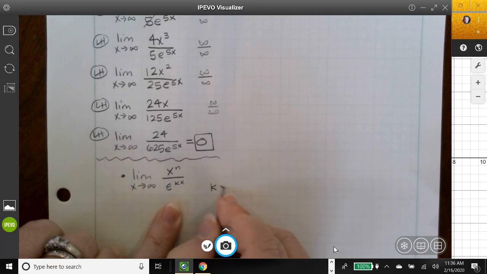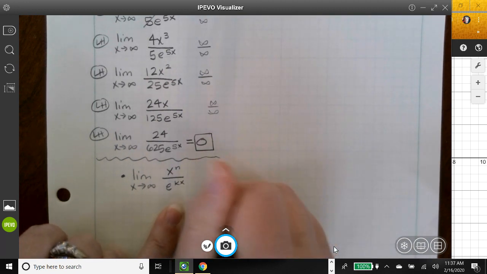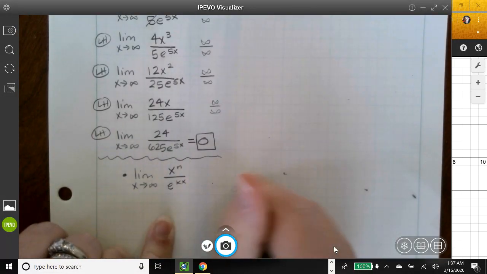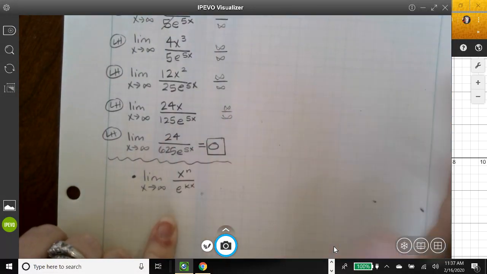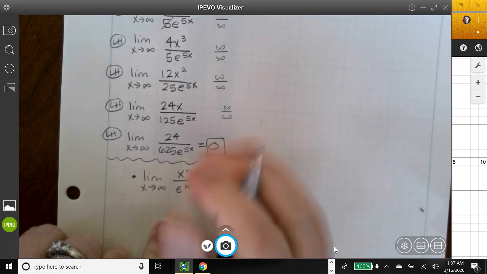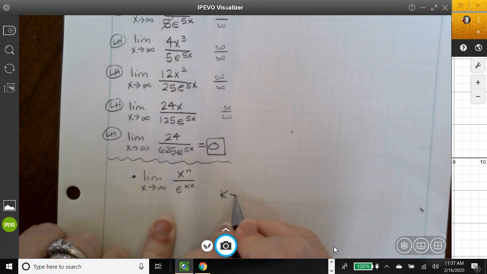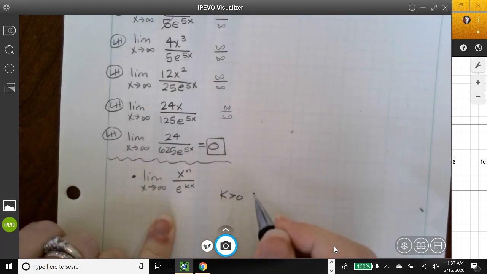k greater than 1? Well, no, greater than or equal to 1. Greater than or equal to 0? Let's try that. No, not greater than or equal to 0. Just k greater than 0, because if it's equal to 0, then we have 1, and that goes to infinity. So k greater than 0.